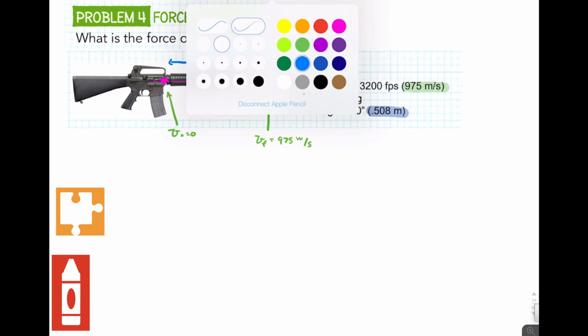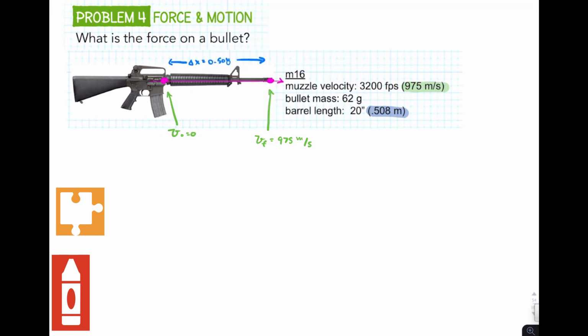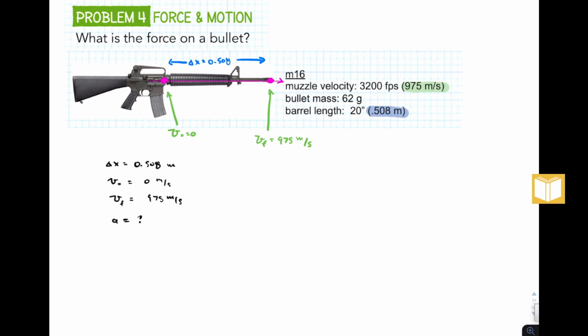So we want to start with a kinematics equation. So we know that, just to summarize, we have delta x is equal to 0.508. We have v initial in the x direction, which is 0 meters per second. This is in meters. We have v final, which is 975 meters per second. And we want to know acceleration. Why do we want to know acceleration? Right, force equals mass times acceleration, and we know we also have mass, okay? So eventually we want to figure out force is equal to mass times acceleration.